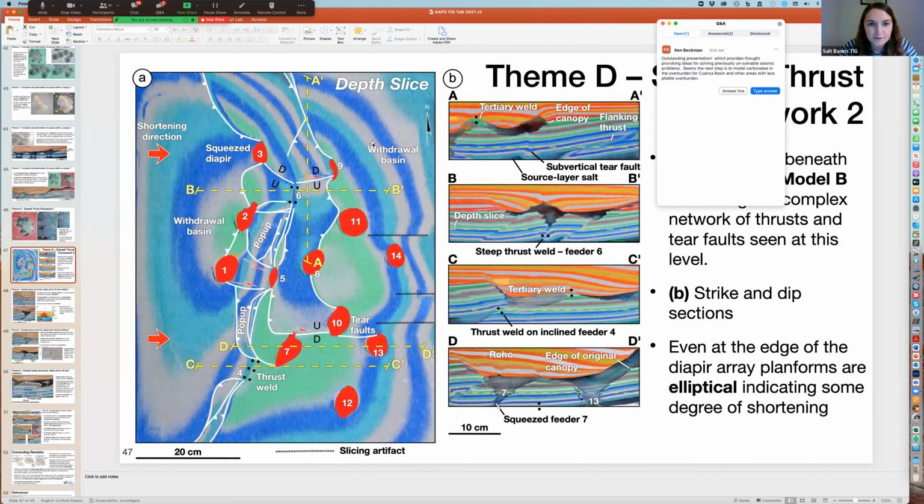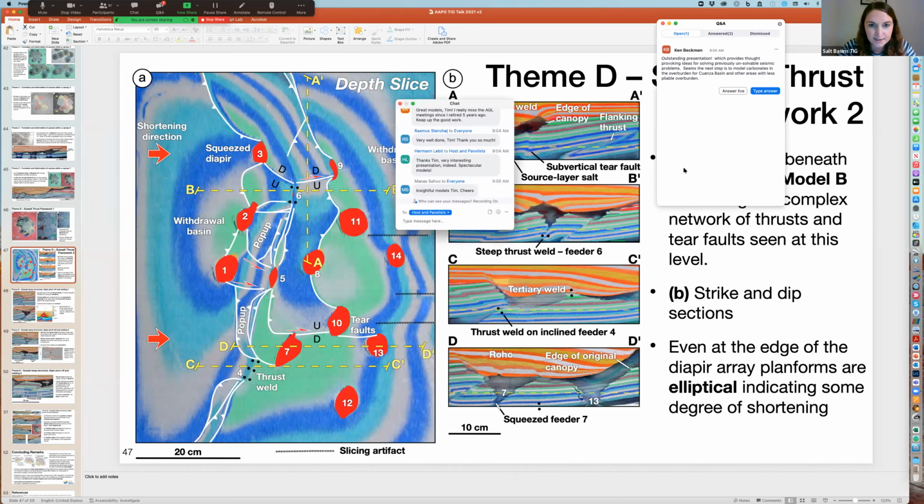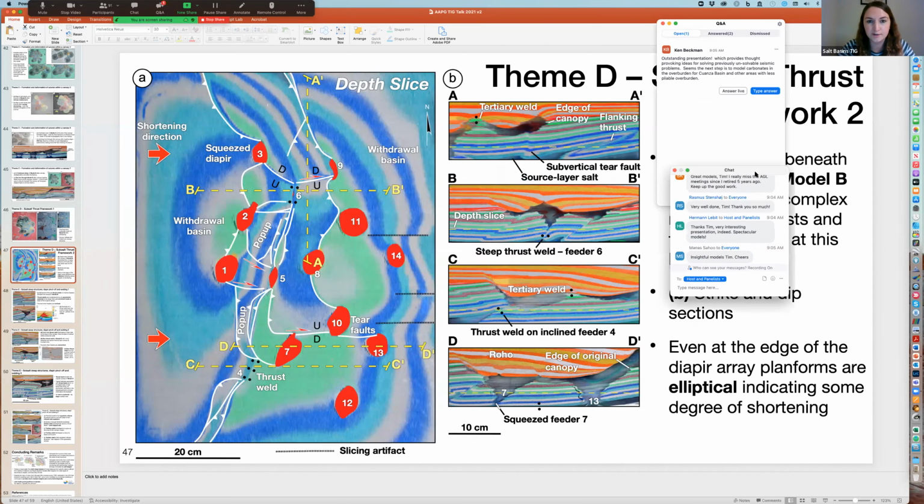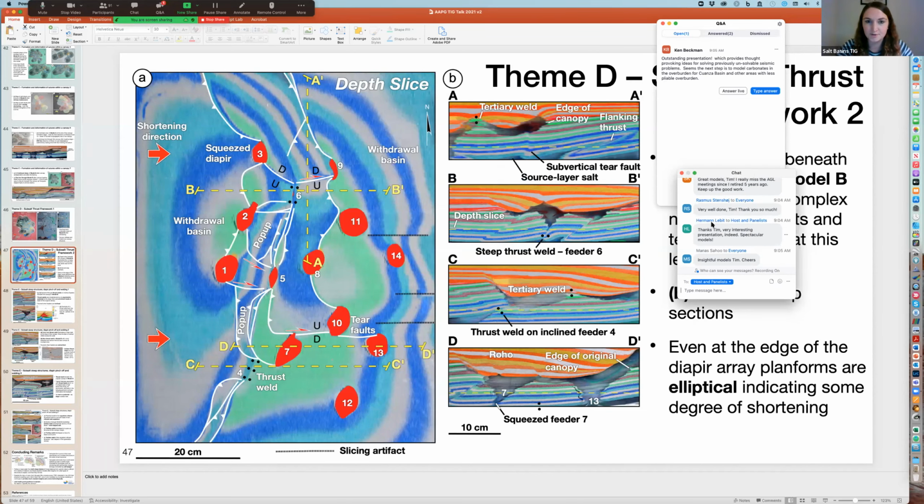Yeah. Great. So another question we have from Herman Levitt says, what limited the salt canopy development? Was it the excess of salt supply or the closure of the feeders? That's the trick.